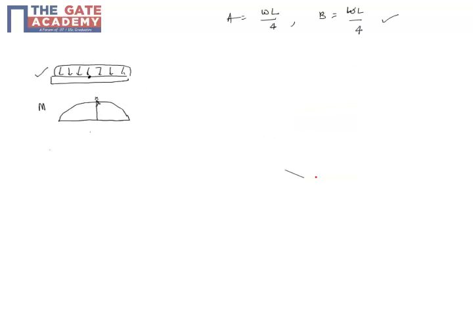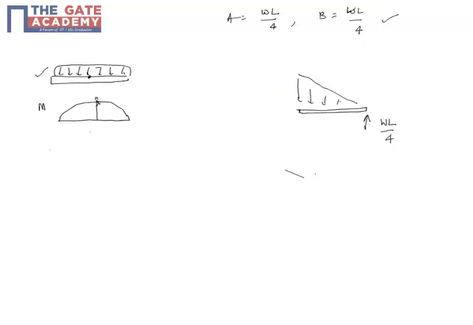So we take a section at the middle, and we consider the right side of the body. What are the forces on the right side? It's WL by 4, and the loading is like this.